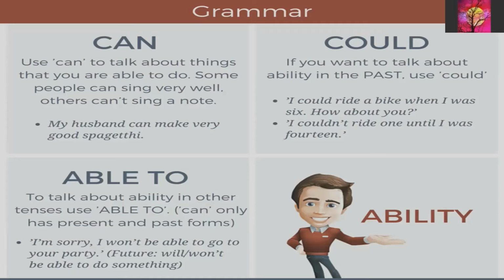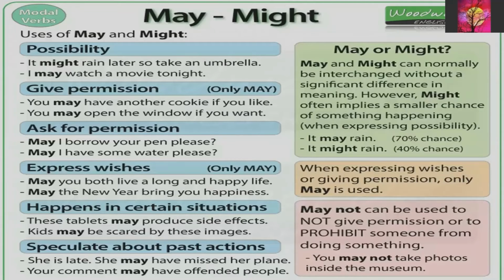So I'm sure you have now got an idea about how you have to use different modal verbs which are meant for the same purpose. So can is used in the present tense, could is used in the past tense, and able to is used for any other tense. Students, let us now look at another group of modal verbs which is may and might.